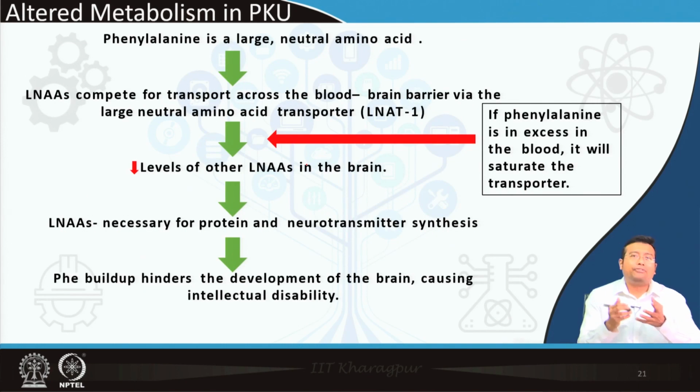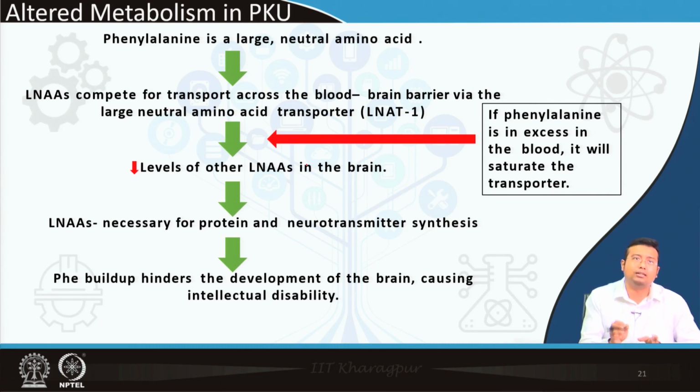Next, phenylalanine: what happens if it cannot be converted to tyrosine? Naturally, the phenylalanine level is very high in blood. These are essential amino acids, and the brain has an important requirement for them for development in normal cases.